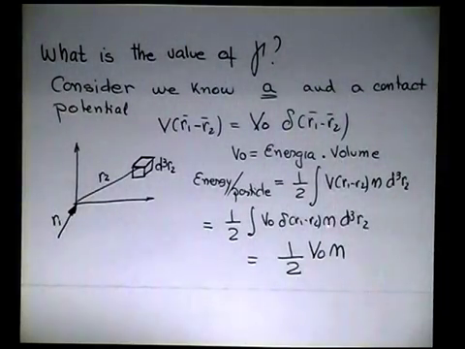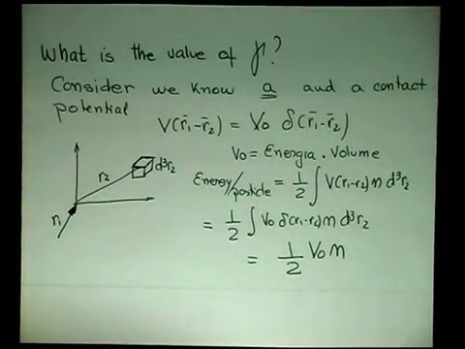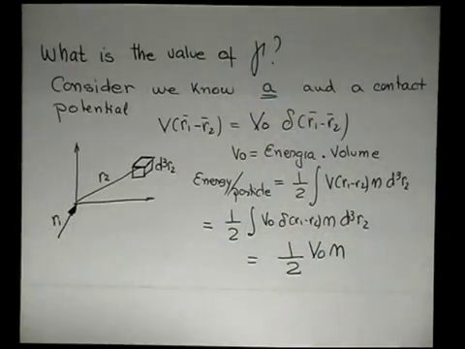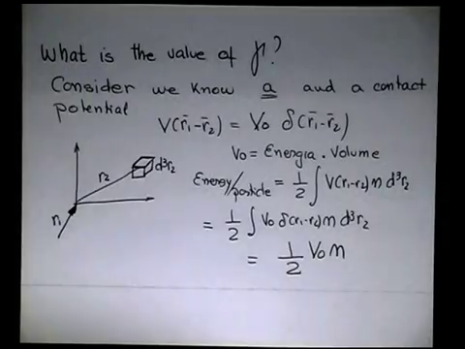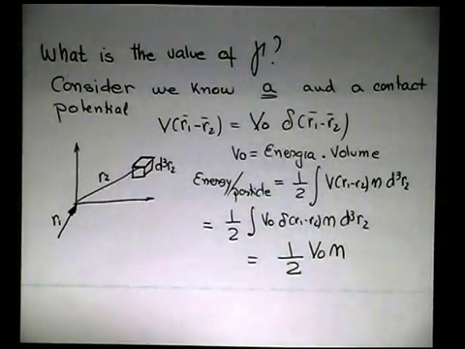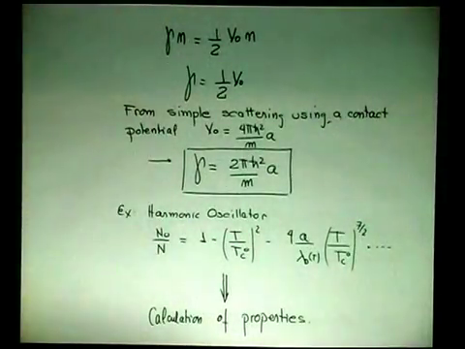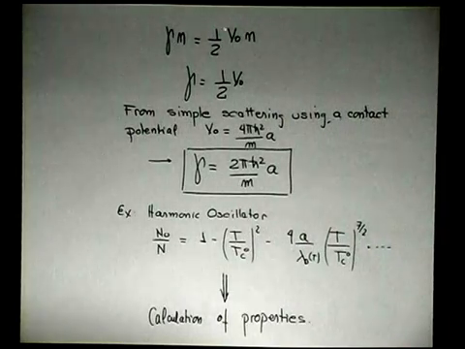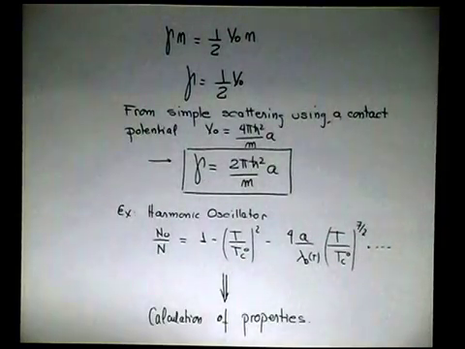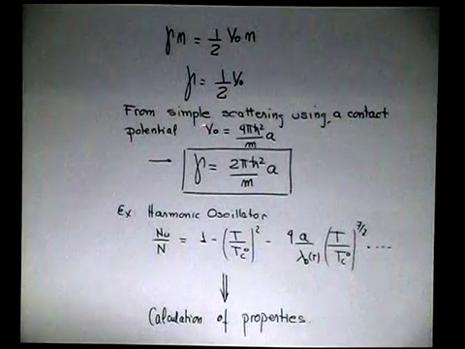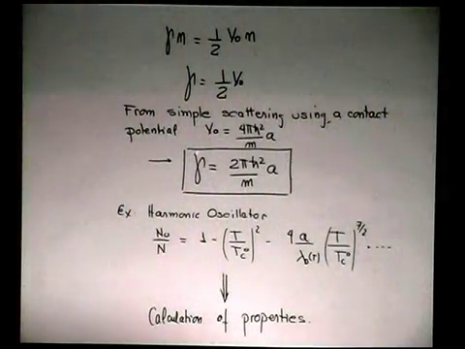And this is easy to do. A delta function is always easy to integrate. And you get that the energy per particle is half of V0 times the density. Okay? And what I put there as gamma is basically the energy per particle. So gamma times n is how much energy per particle the interaction is adding to the system. So this has to be equal to half of V0 n. V0 is that amplitude of the contact potential. So I end up having gamma.